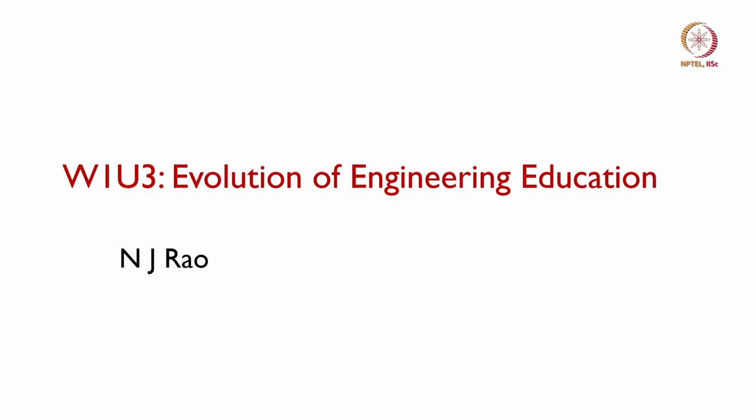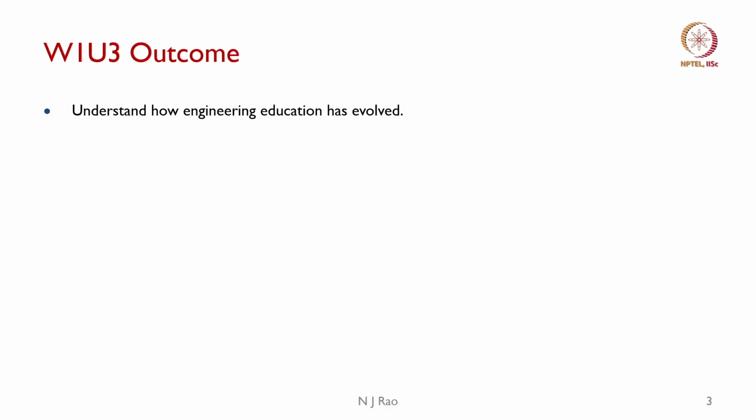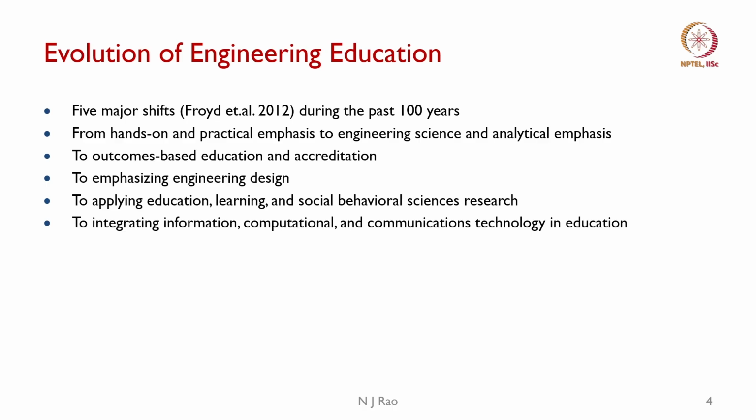Week 1, Unit 3 on evolution of engineering education. In the last unit, we understood what curriculum is and should be. In this unit, we will try to understand how engineering education has evolved over the period of time. Now, one can identify 5 major shifts in engineering education during the past 100 years.